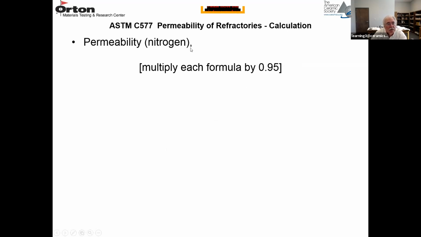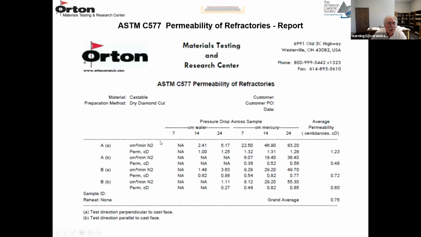If you're using nitrogen instead of air, you have to multiply by 0.95 because it's a different density gas. So you take each one of those equations and multiply it by this correction factor. And the final report looks something like this. This was a castable refractory. And if it doesn't say any other thing other than the size, it's a 2-inch cube, and it was tested in two orientations, perpendicular to the cast face and parallel to the cast face.